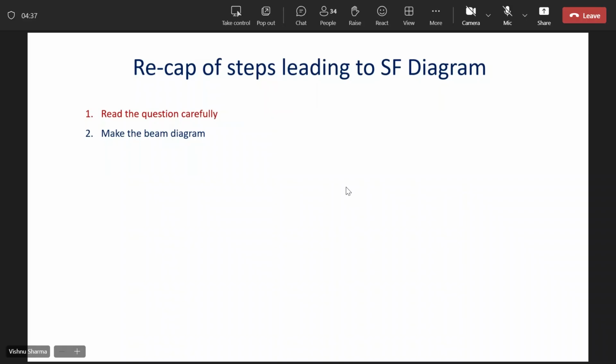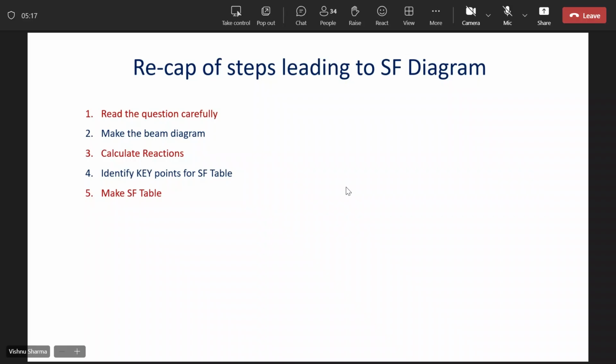Once the beam diagram is made, the next point was to calculate the reactions. Once the reactions are calculated, have a good look at the beam diagram and identify the key points, or the minimum points, at which you must calculate the shearing force in order to get the SF diagram. As I told you yesterday, we are talking of minimum points and nothing less than that would work. Anything more than that, provided you don't make any other mistake, is not an issue.